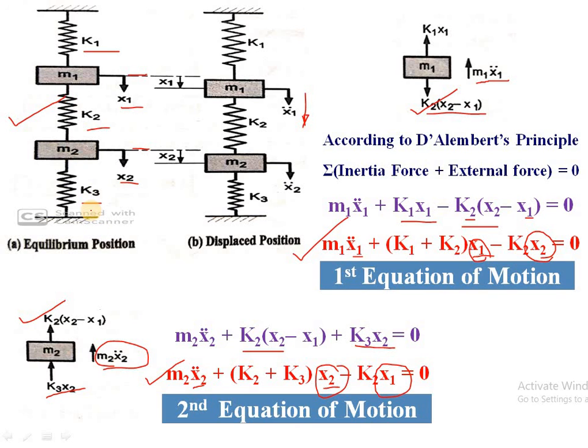If there are 3 masses, then the numerical will convert into a 3 degree of freedom system if 3 independent coordinates are required to specify the motion of the 3 masses. In that case, there would be 3 equations of motion. As the number of independent coordinates or the number of masses increases, the number of equations will increase and the number of natural frequencies will also increase. So as there are 2 equations of motion, there are 2 natural frequencies, and there will be 2 modes of vibration, which we have seen. I hope you have understood.